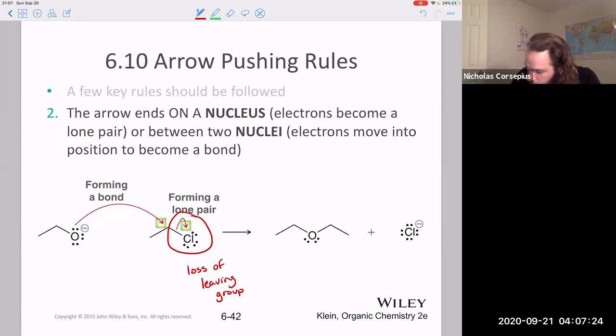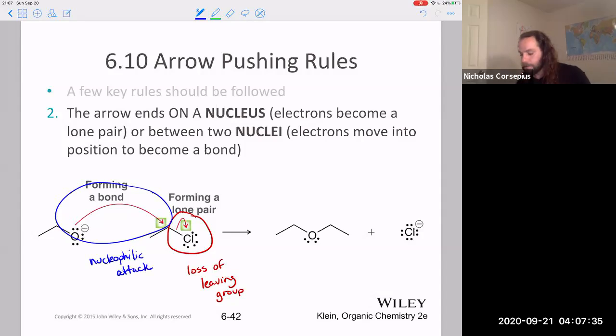And what about this one here? I think I'm jumping the gun. I think I said this on another slide. Anyways, this is nucleophilic attack. Right? So again, we can categorize our electron pushing into those categories that we learned about at the beginning of this lecture.